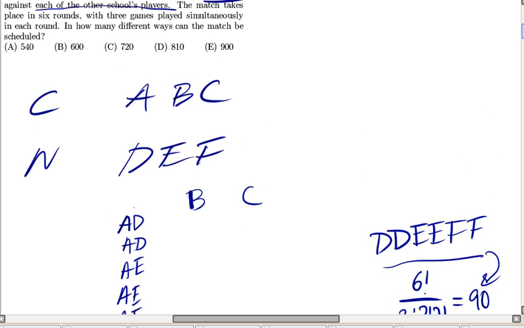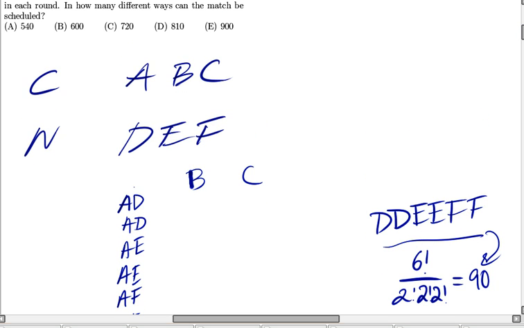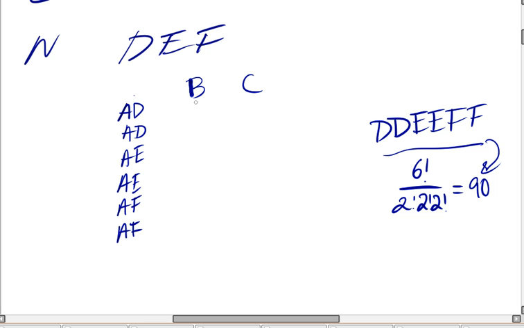Now we need to split this up into cases. Let's consider the easiest case first. What if B plays E here and plays E again? Well, then clearly this is defined as F. I mean, there's nobody else C can play.